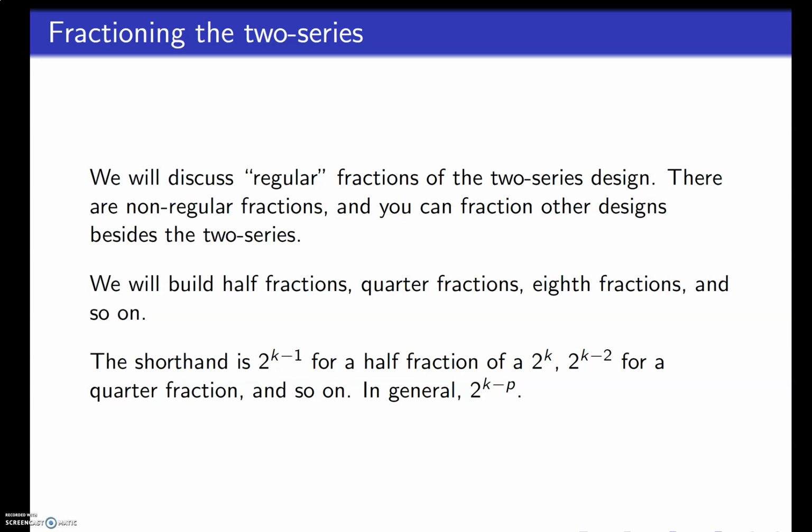The shorthand is going to be the following. If you have a half fraction, it's 2 to the k minus 1. See the relationship there? That'd be a half fraction of a 2 to the k. A quarter fraction is 2 to the k minus 2. And in general, 2 to the k minus p gives you a 1 over 2 to the p fraction. So keep that general rule in mind.